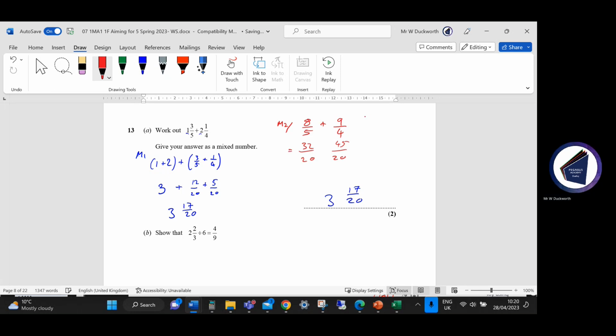So that would give me 77 out of 20. 20 goes into 77 fully 3 times with 17 left over. So we get the same answer.